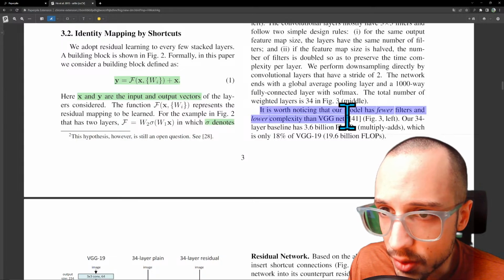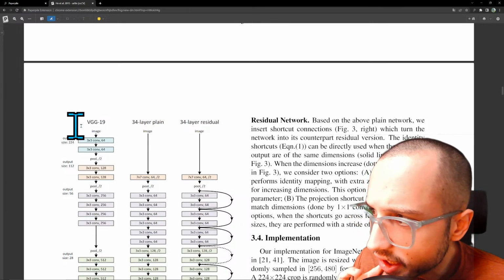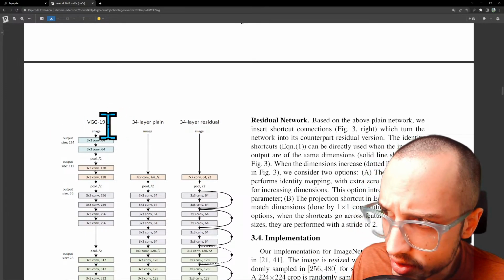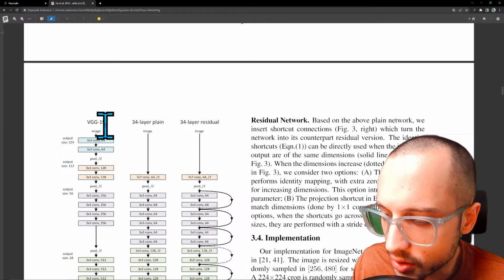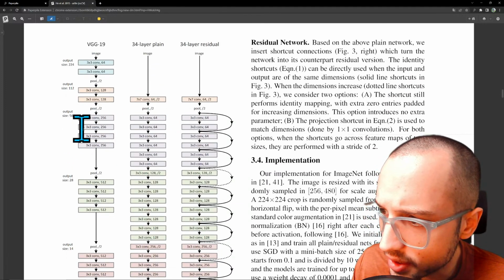Fewer filters and lower complexity. So VGG19 is, I think, at that point, it might have been the state of the art. So it might be the one that achieved the highest on COCO detection and COCO segmentation. So that's why they're comparing to it.